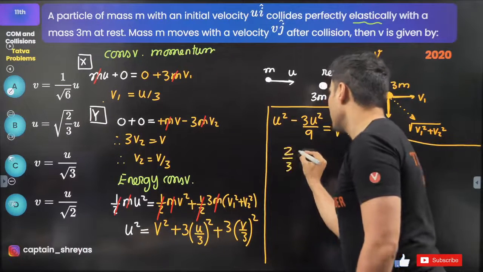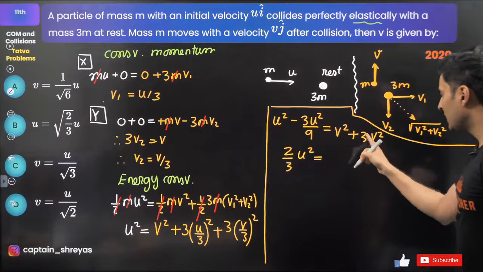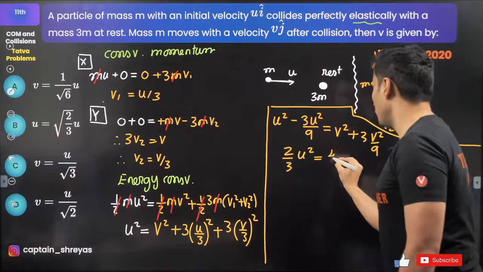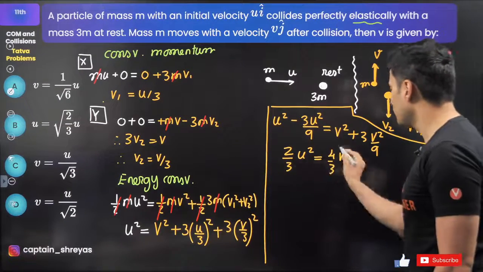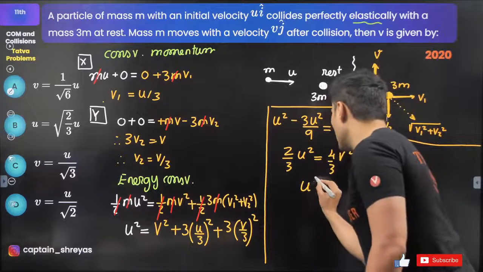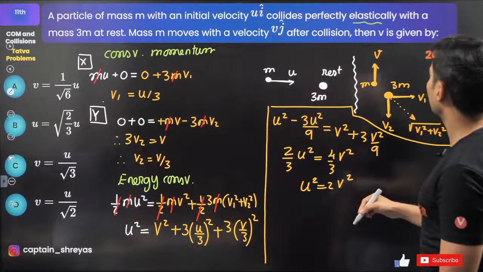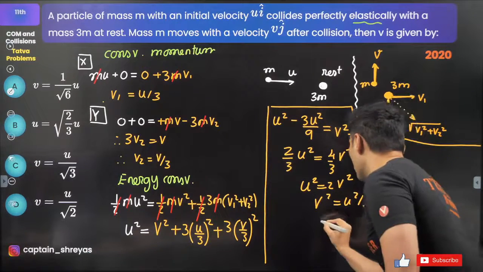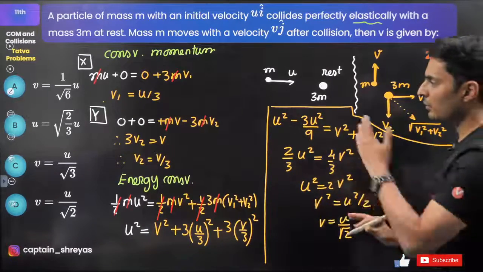So 2/3 u square is equal to, this 3 by 9 is also 1/3. 1 plus 1/3 is 4/3. So 4/3 of v square. 3 goes, 2 and 4 also go. So u square is equal to 2 times v square. What do I have to find? V. So v square will be u square by 2. So v will be u by root 2. I think I got it in whatever form I want.